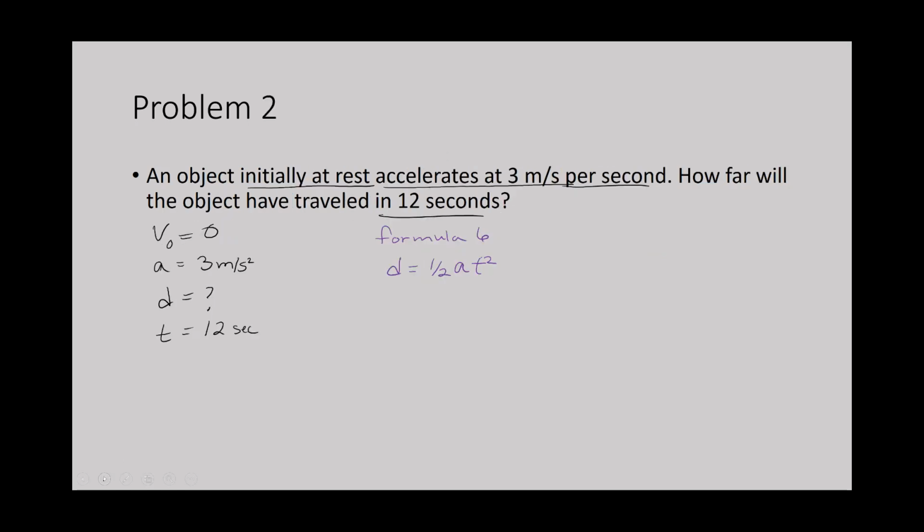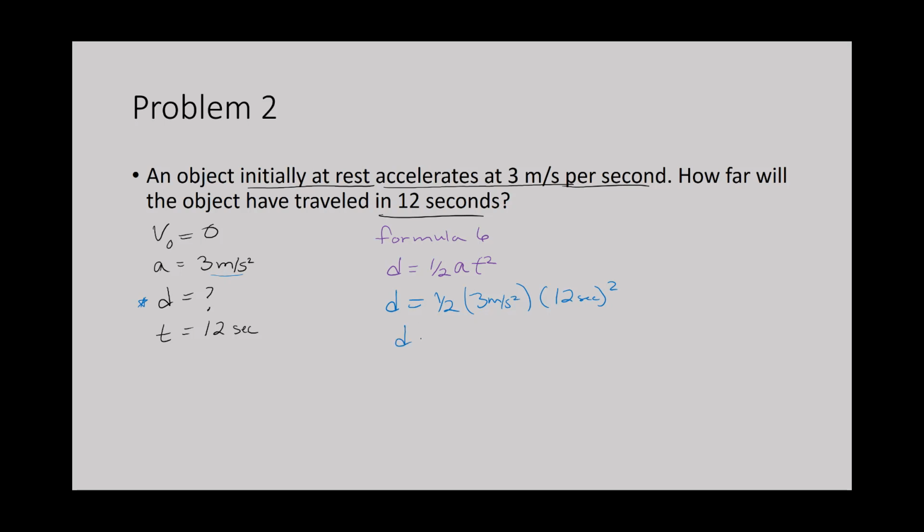Okay, the next question, problem number 2. I would end up using formula number 6. Notice there were only 2 formulas in that entire list that had distance in there. So when you have distance either in the problem or as your unknown, you probably want to look to those 2 formulas first. So formula 6 says d equals 1/2 acceleration times my time squared. D is my unknown, so I'm going to leave that as d. My acceleration tells me it's 3 meters per second squared. And my time was 12 seconds, so we need to square that.